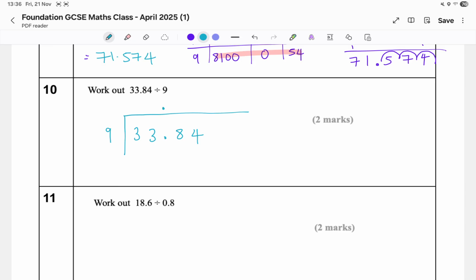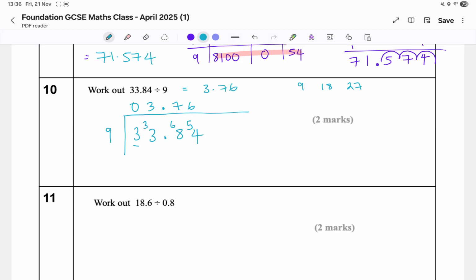So I'm going to do how many times does 9 go into 3? 0. So I'm going to carry the 3 over. How many times does 9 go into 33? 9, 18, 27. So that's going to be 3 times. And the remainder is going to be 6. How many times does 9 go into 68? That's going to be 7 times. And the remainder is 5. And then how many times does 9 go into 54 is just 6. 9 times 6 is 54. So I can see 33.84 divided by 9 is just 3.76.